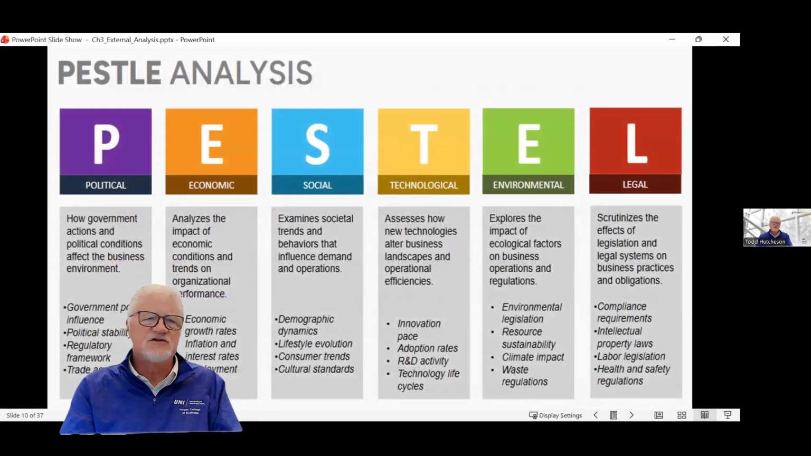The PESTLE analysis, just what I said. This is a nice, pretty, colorful chart, basically so that it sticks in your mind what PESTLE is: political, economic, social, technological, environmental, and legal. And you can see from the gray boxes on this chart what each of those are. I'm going to take a little bit of time with each of them now and talk about them in more detail.